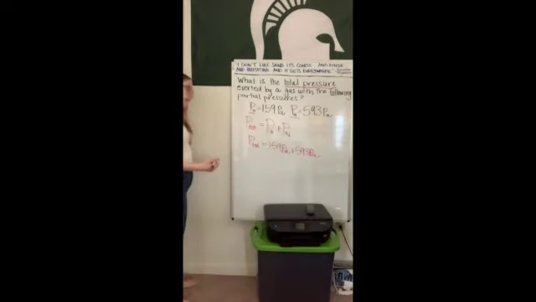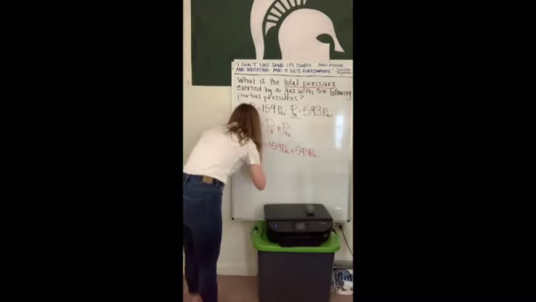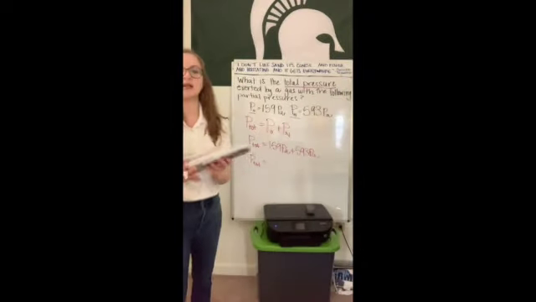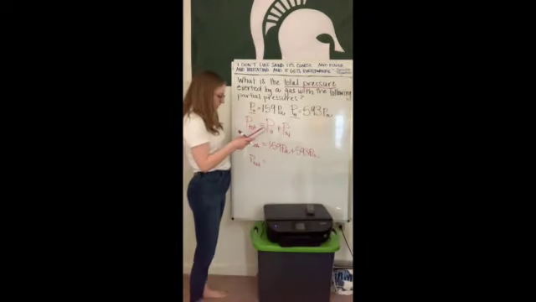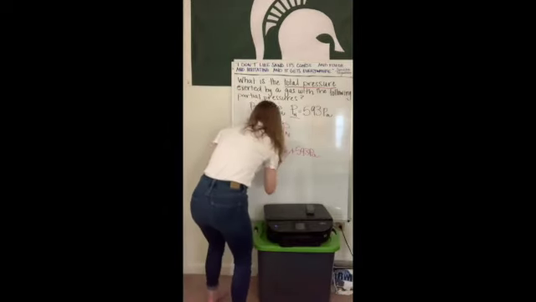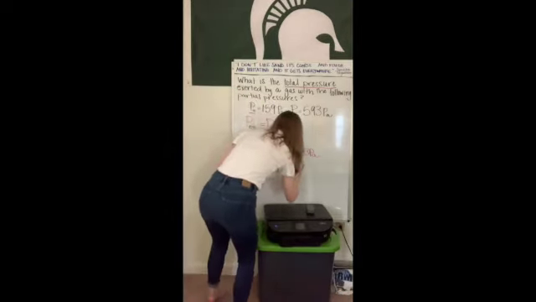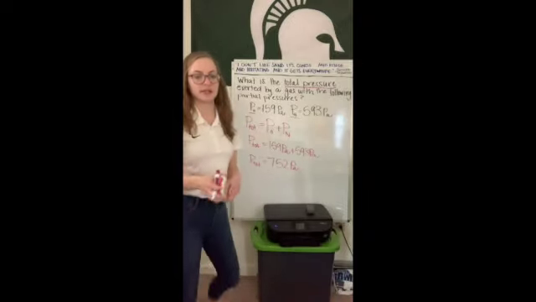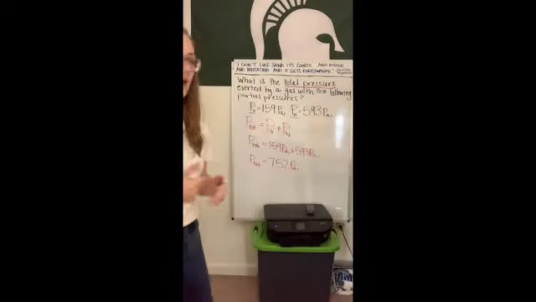And then we can add those together to get what our pressure total is. So our total pressure is going to be that 159 plus 593, so 159 plus 593 is 752 pascals. So our answer here is 752 pascals.